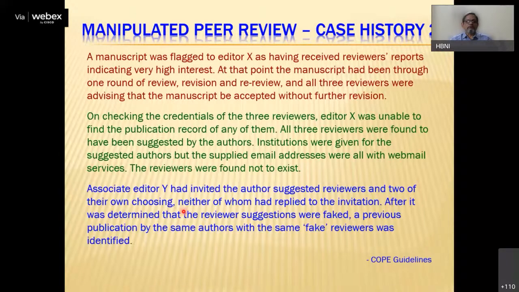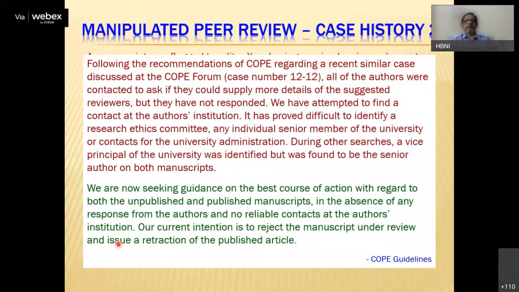So the persons whom the associate editor had chosen himself did not reply to the invitation. They did not accept review. So after it was determined that the reviewer suggestions were faked, a previous publication by the same authors with the same fake reviewers was also identified, and that was also retracted, in fact. So recommendations of COPE regarding a similar recent case, which I discussed earlier: all of the authors were contacted to ask if they could supply more details of the suggested reviewers, and they have not responded, naturally.